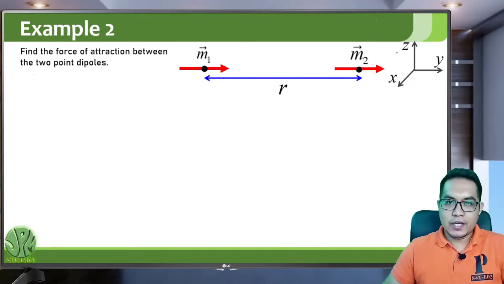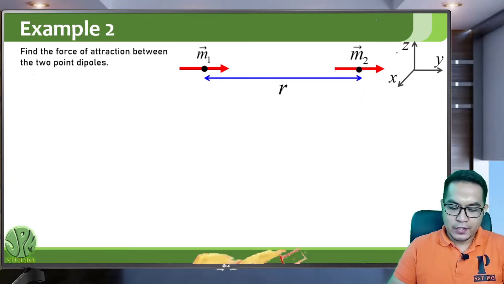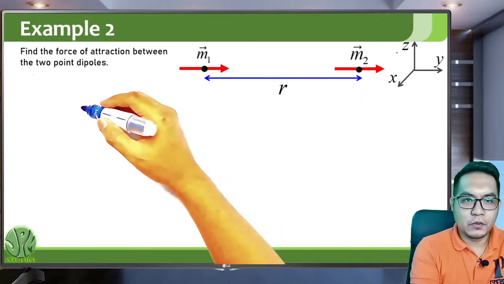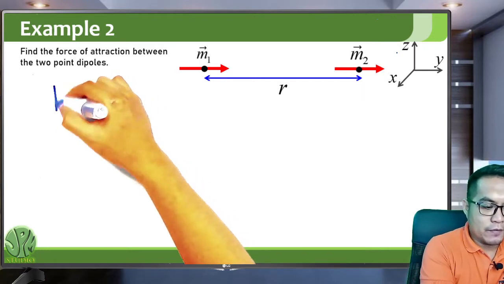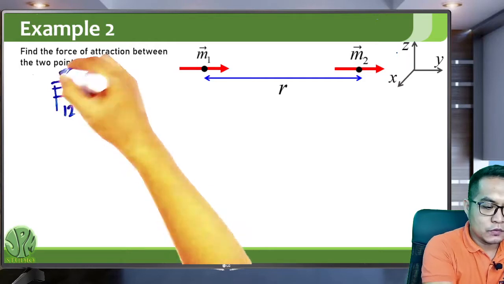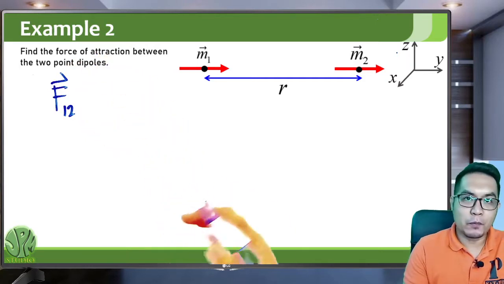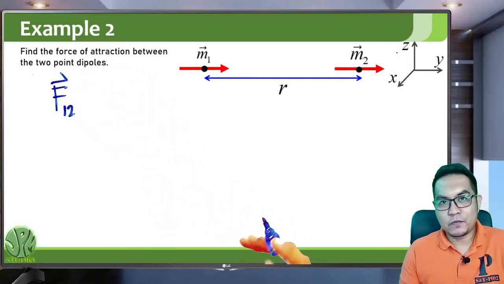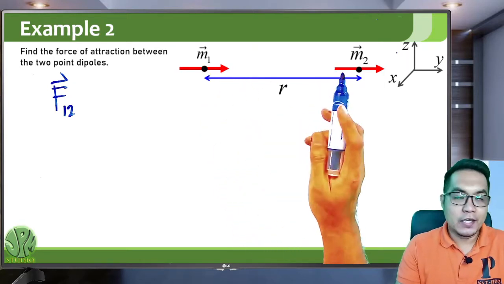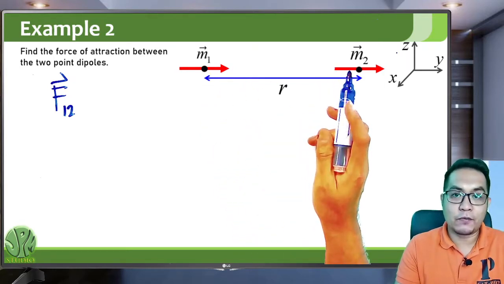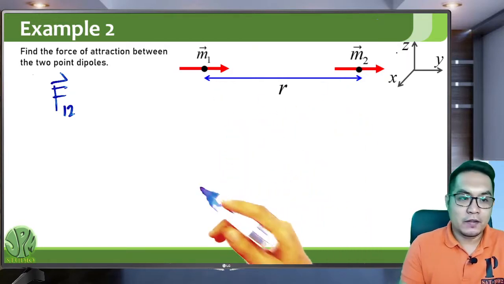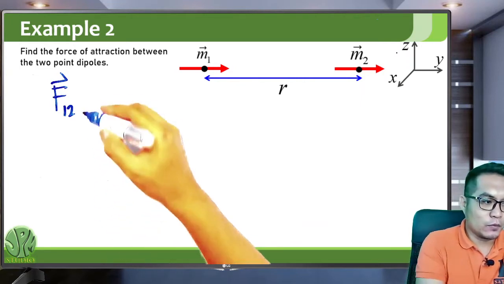So in this case, what we are trying to find is the force of attraction between the two. We can solve for F, the force exerted by dipole 1 on dipole 2, or the force exerted by dipole 2 on dipole 1. Anyway, by virtue of Newton's third law of motion, the force exerted by 1 on 2 has the same magnitude as the force exerted by 2 on 1. They have the same magnitude but opposite direction. So let's try solving for F12.